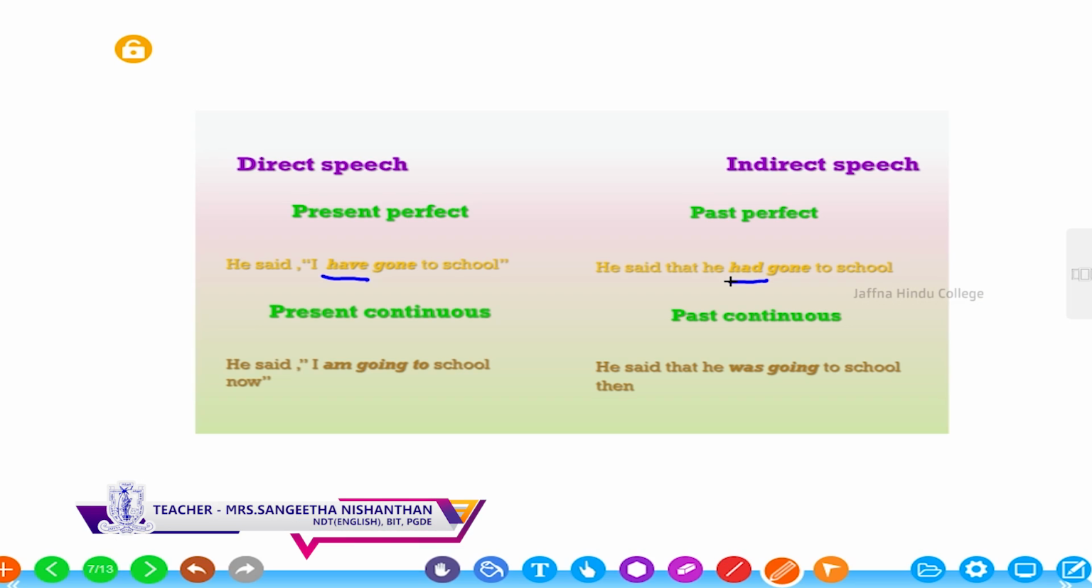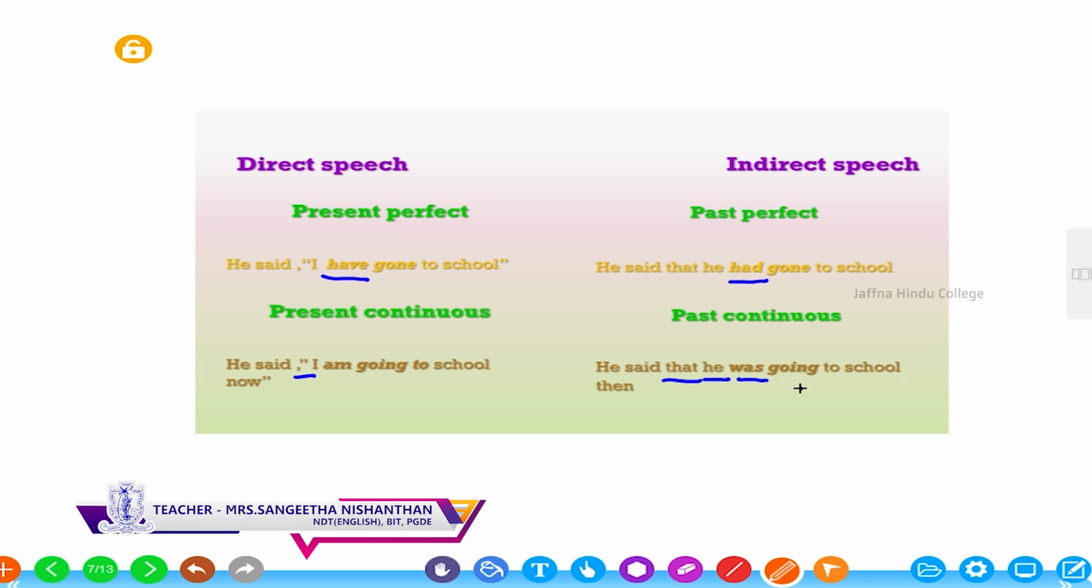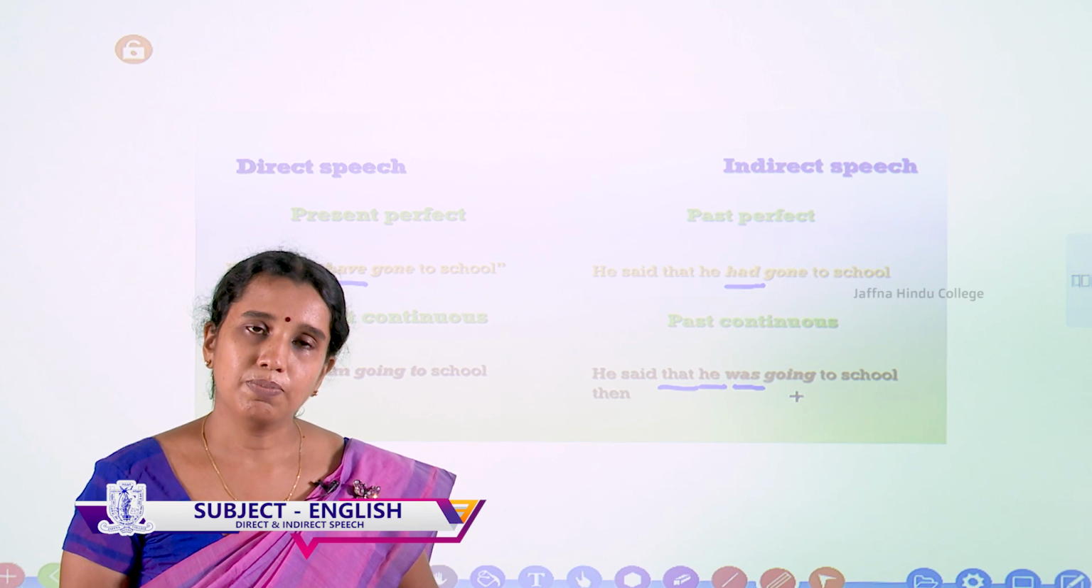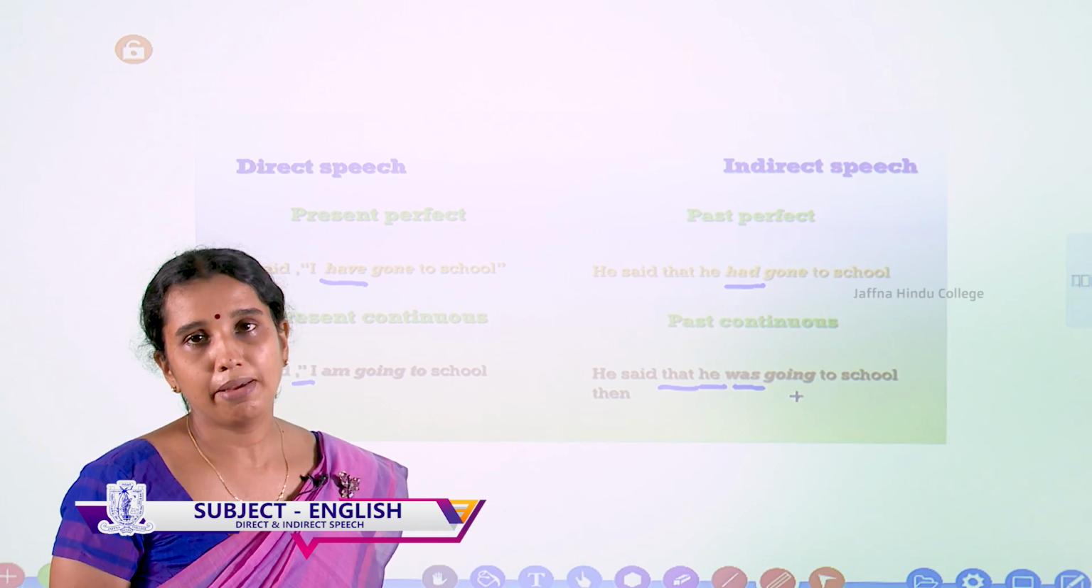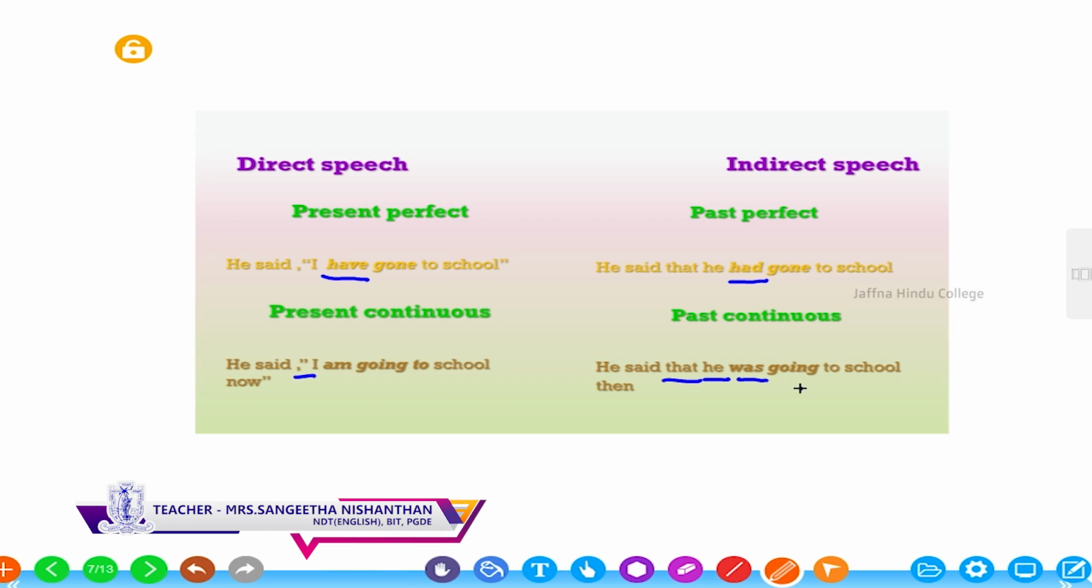The present continuous tense, look here, he said, "I am going to school now." I am. As usual, the comma and the inverted comma are removed and that is used. I denotes him, so the subject pronoun changed as he, and the past of I am is was. Going to school, he was going to school then. So here was plus present participle, it goes as past continuous tense. So the present continuous goes as past continuous tense.